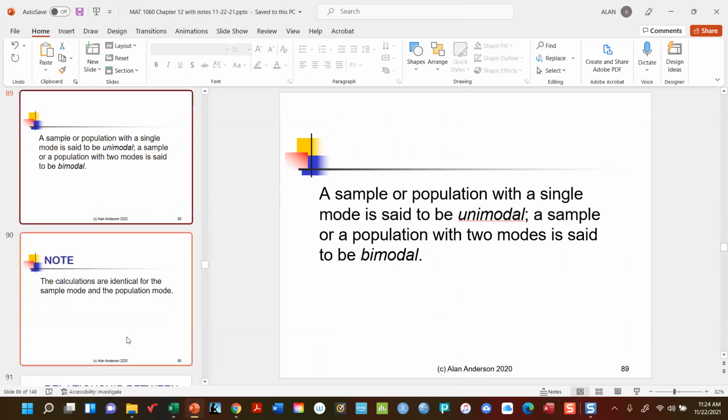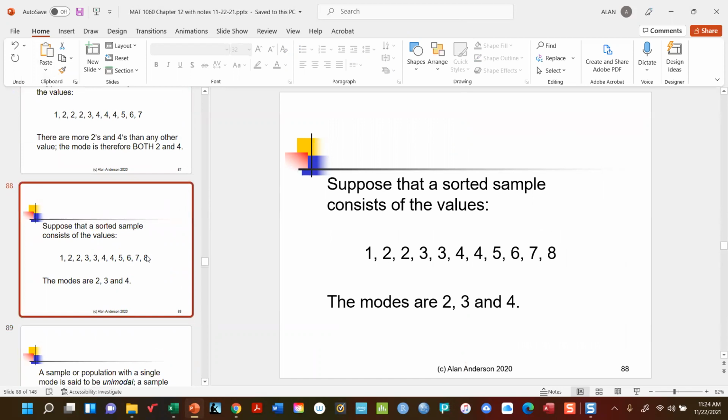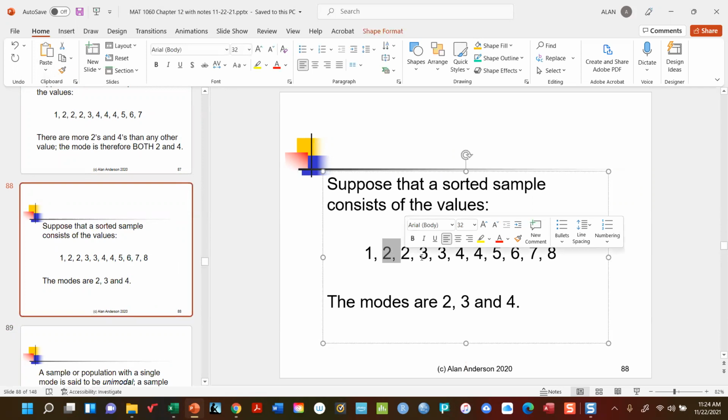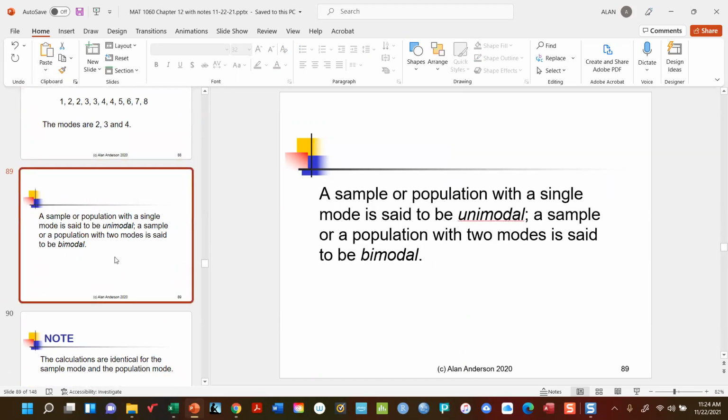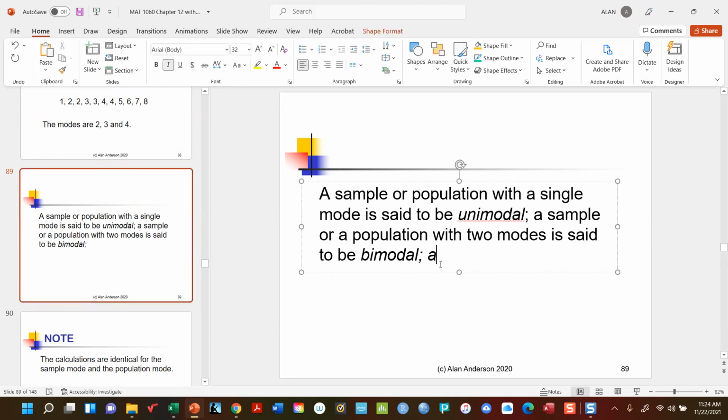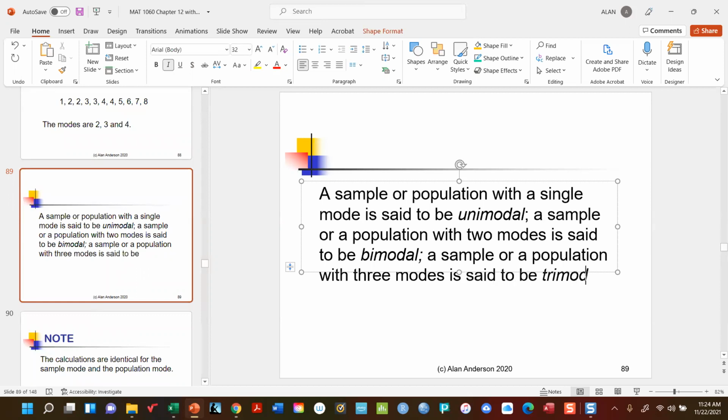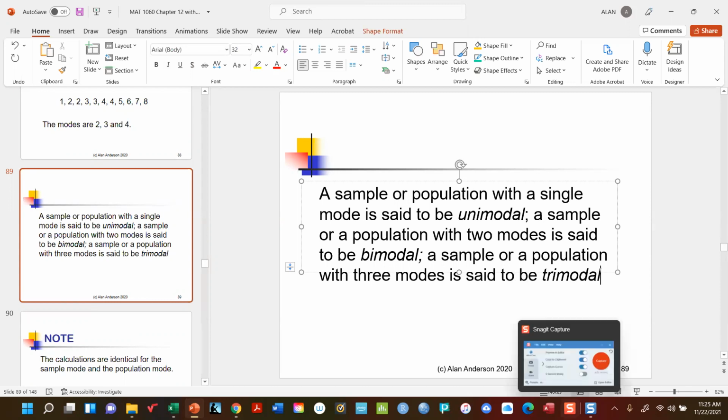Now, there are names for these cases. A sample or a population that has a single mode has its own name. And all right, well, I'm giving you a second to catch up. So here you can see the reason why there's 2, 3, and 4 is because those are the only ones that are duplicated. All right, here we go. A sample or a population with a single mode is unimodal. A sample or a population with 2 modes is bimodal. And there's another one too. A sample or a population with 3 modes, as you can probably guess, is said to be trimodal. I don't think there's any names for the rest of them. You don't really see this very often.